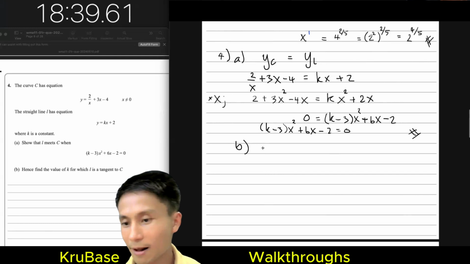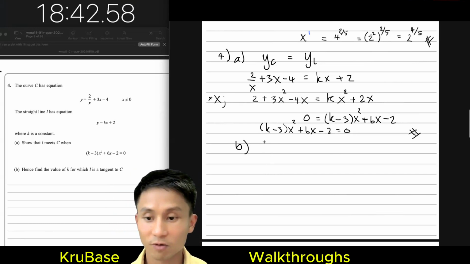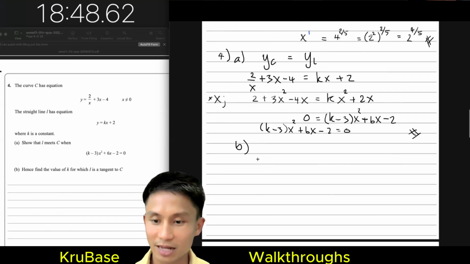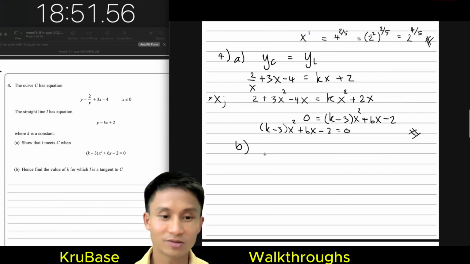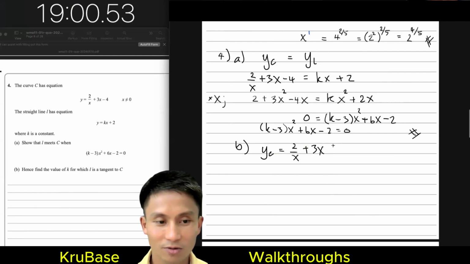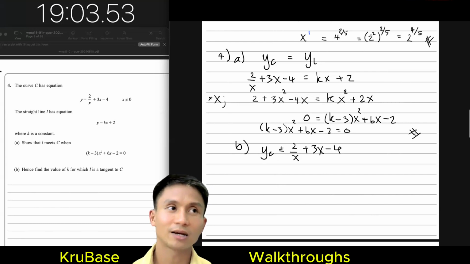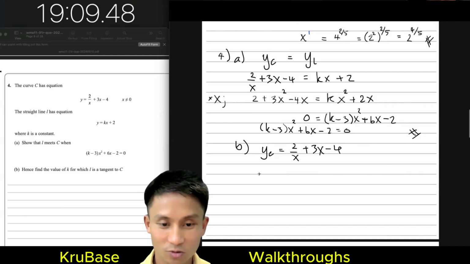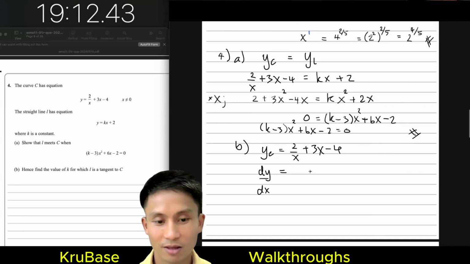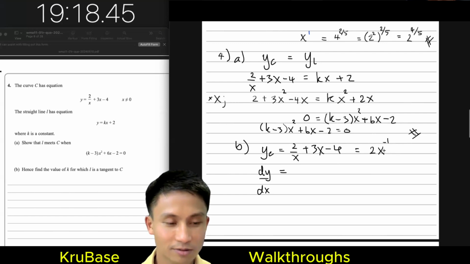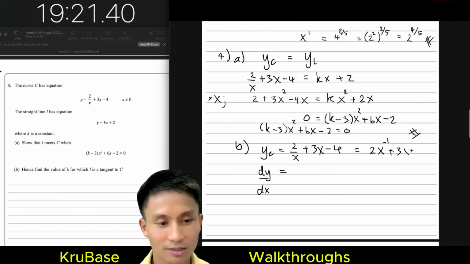As required. Hence, find the value of k for which L is a tangent to C. So the value of k for which L is a tangent to C, well, being a tangent is about the gradient, right? So because y of curve C, again, is that, yeah, gotta write it down. So we know that the gradient of the tangent can be found by using the derivative function. So we've got to do dy by dx here, right? So this is, again, okay, let me write that again. So 2 times x to the minus 1 plus 3x minus 4.